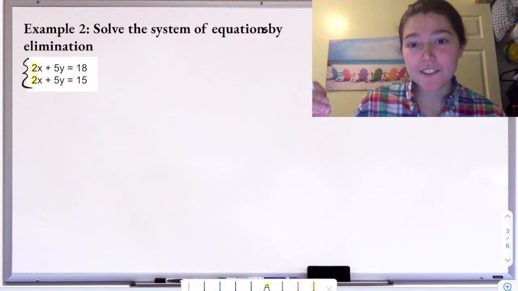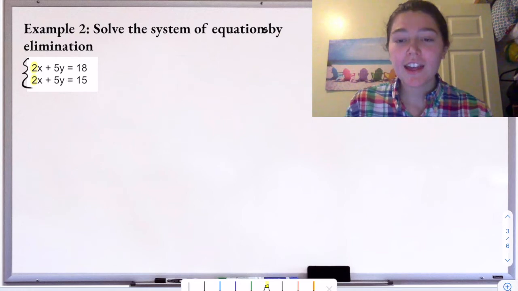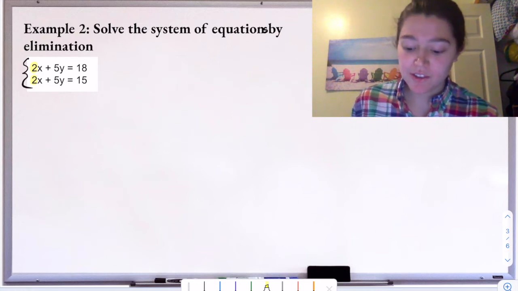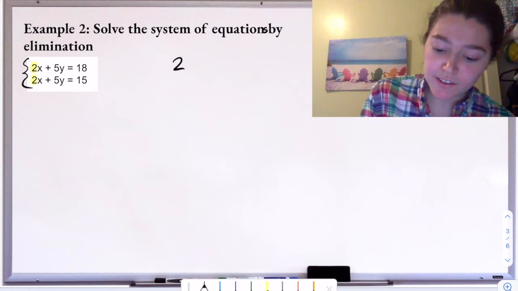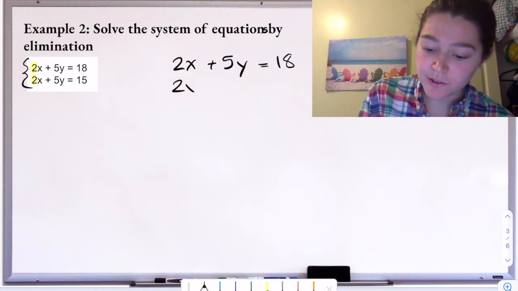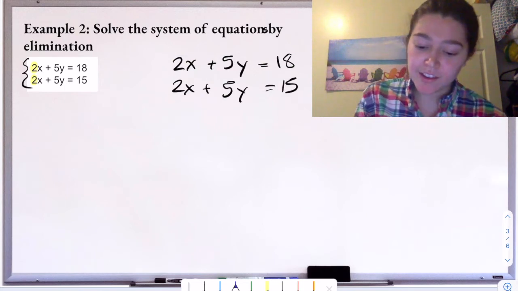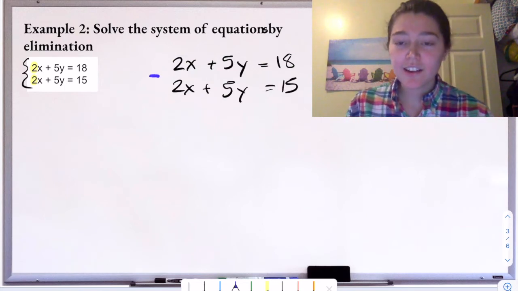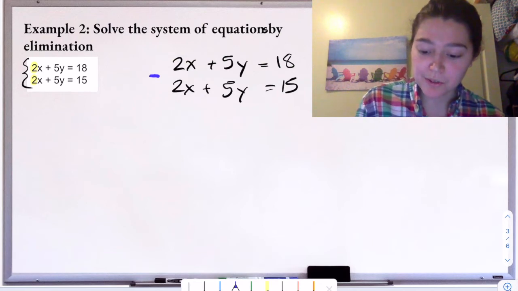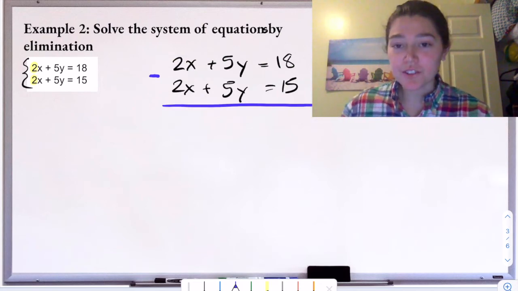So whenever we have the same coefficient, the number that the variable is being multiplied by, that's when we want to subtract the equations. Okay, so I'll rewrite this. 2x plus 5y equals 18. 2x plus 5y equals 15. And then we're going to subtract. Okay, we have to be careful with this subtraction. People often make mistakes here. We're subtracting every single term.